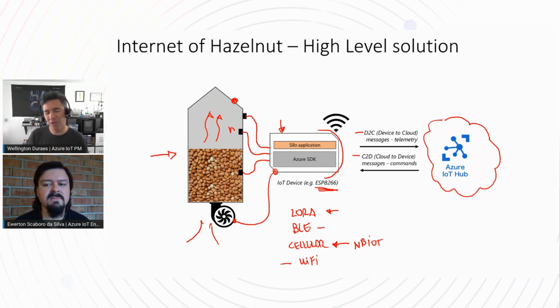BLE, for Bluetooth Low Energy, is really not the case for an application as big as that. But Ewerton, to your point, this with Wi-Fi is just for simplicity. But as we will be seeing, the SDK we'll be using here is modular. So eventually folks watching this video can replace the Wi-Fi stack with LoRa or cellular easily.